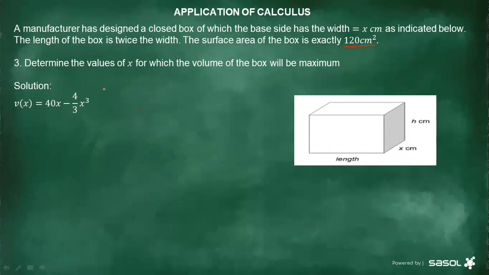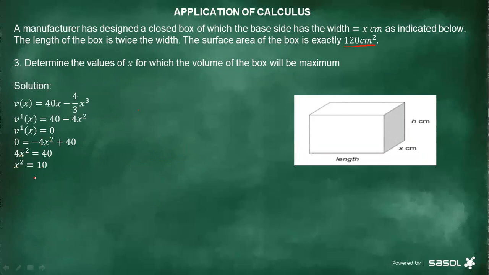Now, for you to be able to determine the value of x for which the volume of the box will be maximum, we have to differentiate this. After doing the derivative, you equate it to zero so that you can solve for x. Then you can transpose the negative 4x squared to the left-hand side, and divide both sides by 4. Then 40 divided by 4 gives you 10.